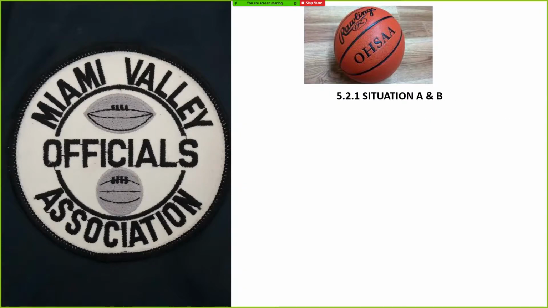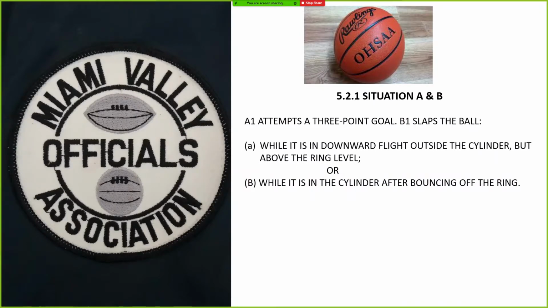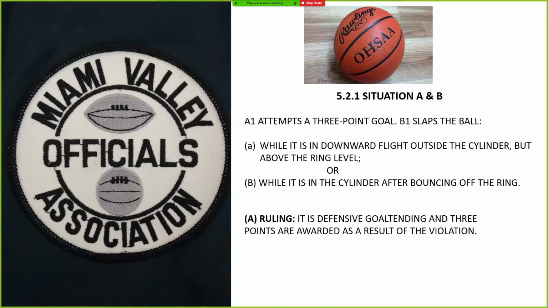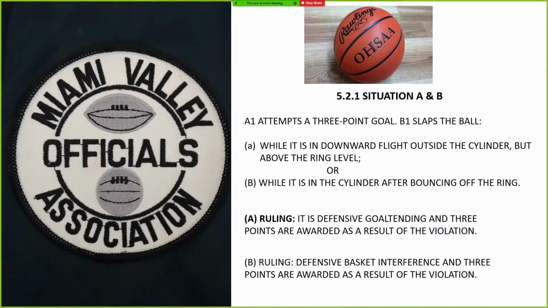Let's talk about 5.2.1 situation A and B. A1 attempts a three-point goal. B1 slaps the ball. A, while it is in downward flight outside the cylinder but above the ring level, or B, while it is in the cylinder after bouncing off the ring. A ruling, it is defensive goaltending and 3 points awarded as a result of the violation. B ruling, defensive basket interference and 3 points are awarded as a result of the violation. Now Thurman will have us make the call.